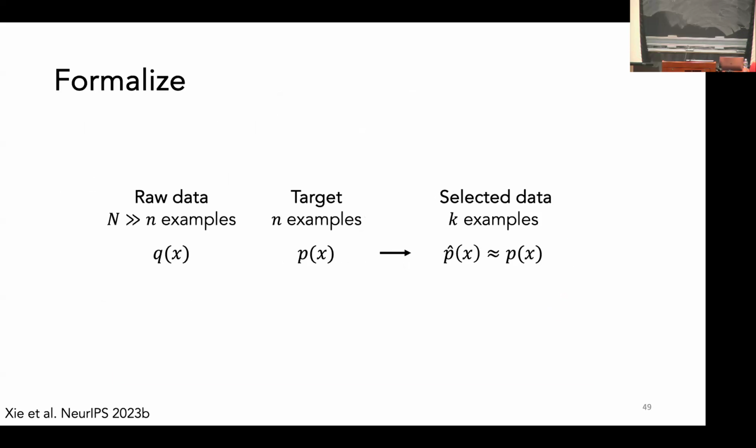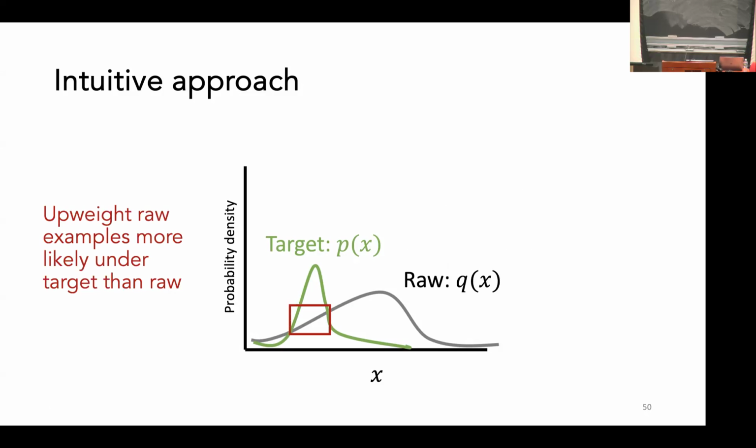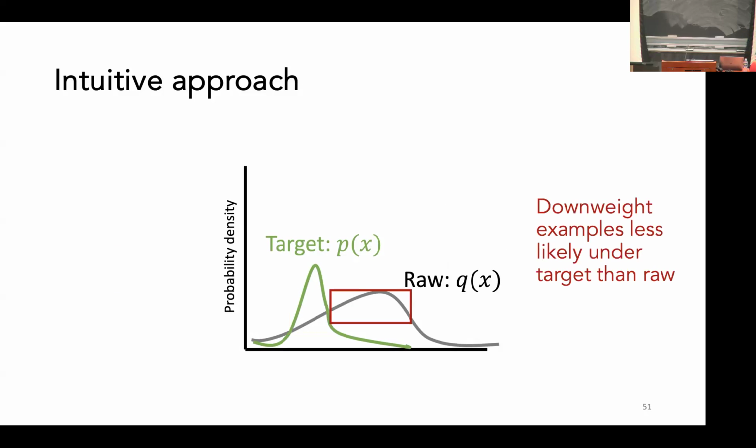So to formalize the problem, we first say that we have large N examples sampled from a raw distribution Q, and little n examples sampled from a target distribution P. And the goal is to select K examples from the raw data from a distribution P hat that's similar to the target distribution. An intuitive approach for doing this is as follows. Let's say we have these 1D probability densities of the target and the raw distributions. What we want to do is upweight the examples that are more likely under the target than the raw distribution, and vice versa, downweight the examples that are less likely under the target than the raw.